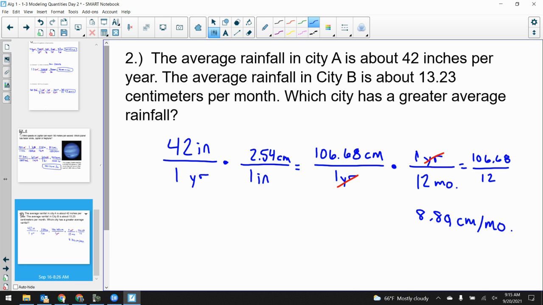So my question is, what city has a greater rainfall? City B. See, once we put them in the same context, you can then say, oh, I know which one is bigger or smaller. Okay? City B has a bigger rainfall.